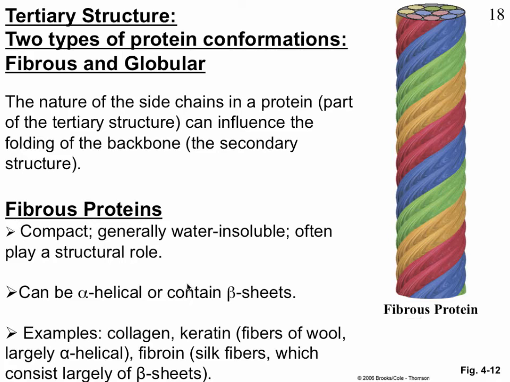Examples of fibrous proteins are collagen, the flexible, strong protein in skin and bones; keratin, which is in hair, which we know is very strong, as well as in wool; and then fibroin, which is in silk. Again, they can be alpha helical or beta sheets.